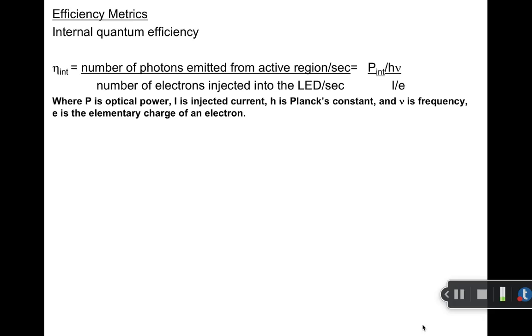Okay, I want to talk about some of the efficiency metrics that we use for solid state lighting. And the basic thing that we want to talk about here are ways that we can compare lighting sources to things that we traditionally know.